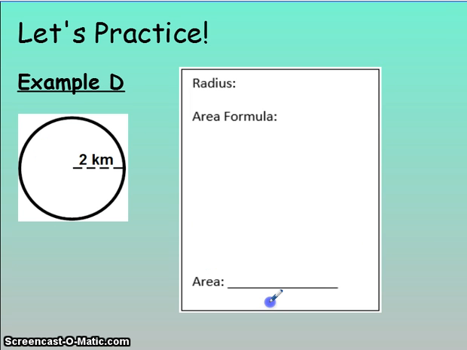Okay, last example, and then you can try them on your own. First things first, look inside your circle. Because it just goes from the center to the outside, this is your radius. So write it down, 2 kilometers. Next, always the formula, pi r squared.